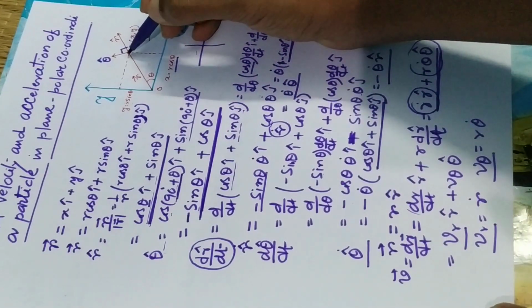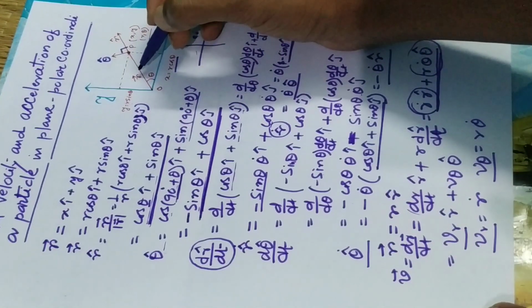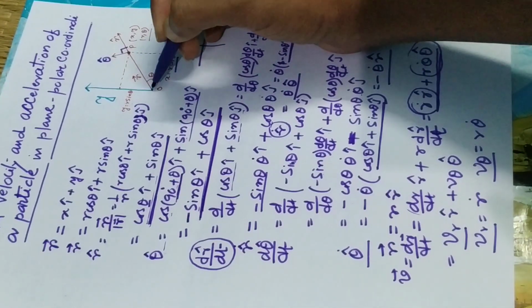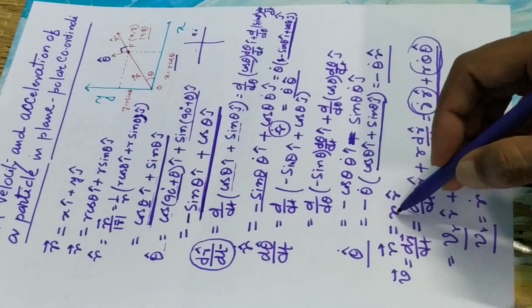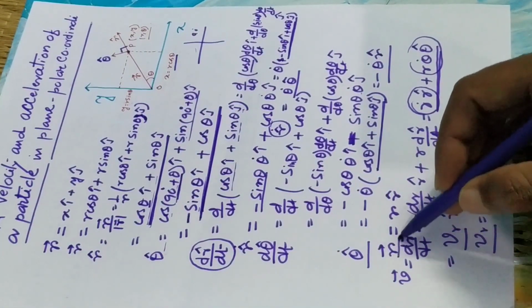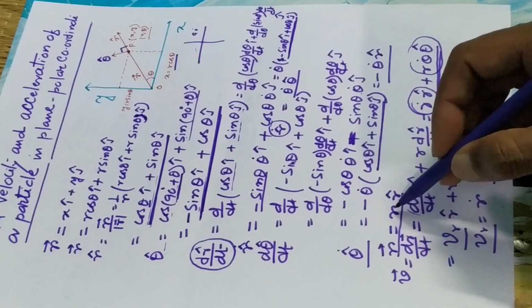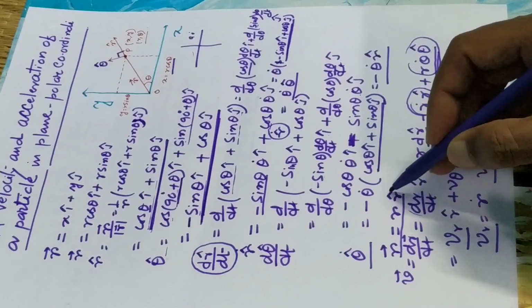Here the position vector of the particle with respect to the origin is r, and it also represents the displacement of the particle from the origin of the coordinate system. So the vector r is r r-cap, which represents the displacement of the particle. This is the magnitude of the displacement, and this is the direction of the displacement.